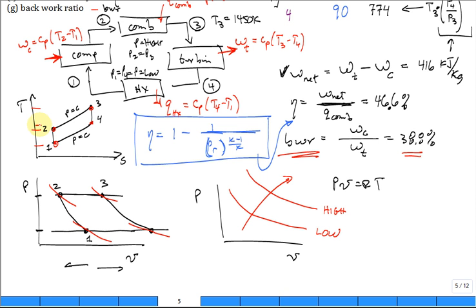1, 2, 3, 4, they're not the same temperature. Typically, 4 is greater than 2. As shown, this would be T1, this would be T2, this would be T4, this would be T3.